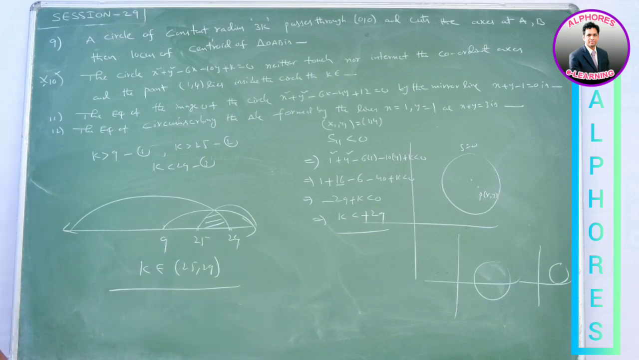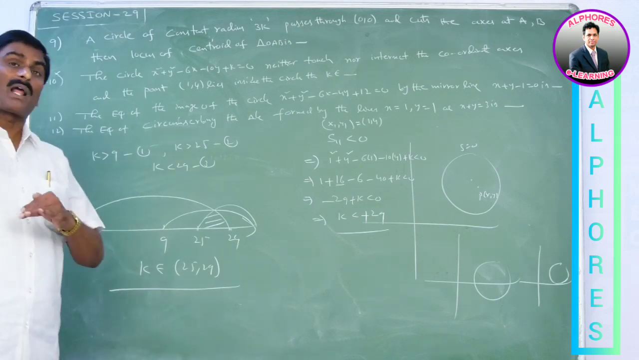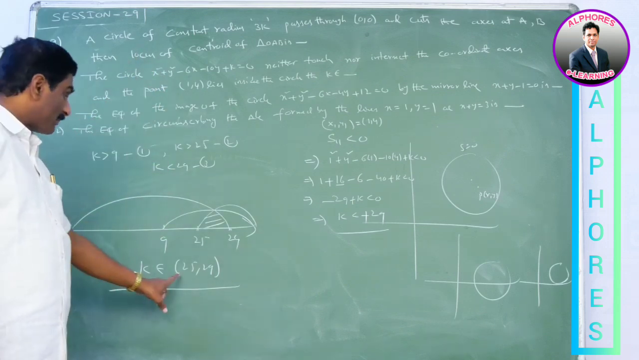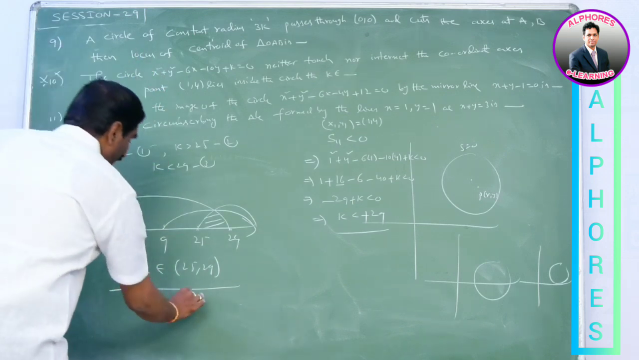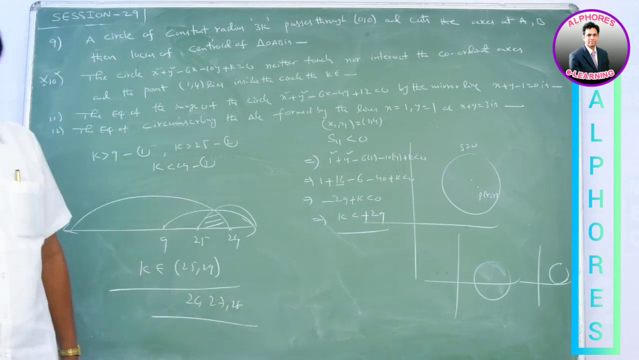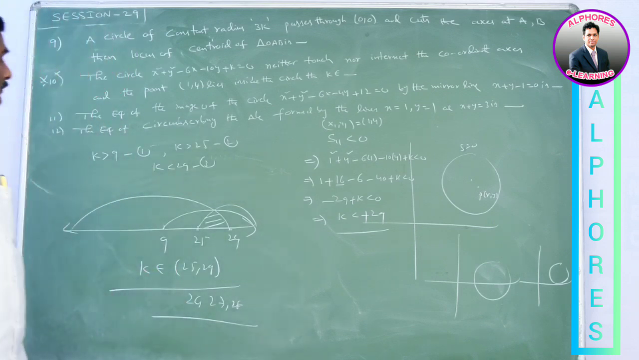In some cases, the question is in this way: find the number of integral values of k satisfying these conditions. Integers in between 25 and 29 are 26, 27, 28. Number of possible integral values of k is 3. Please note this point.